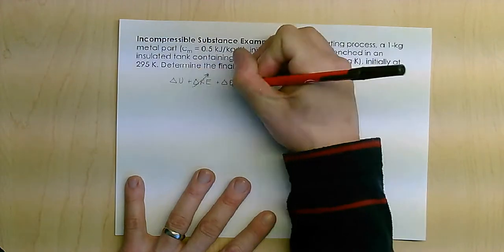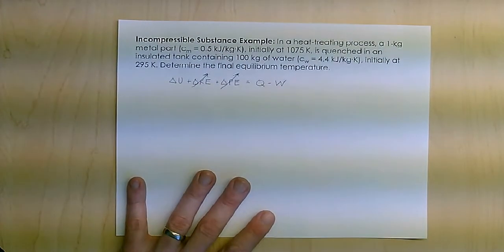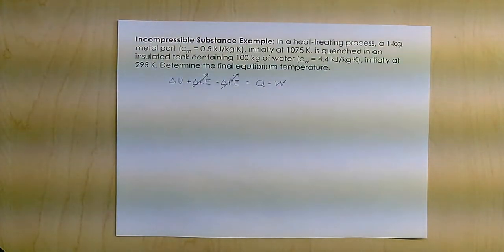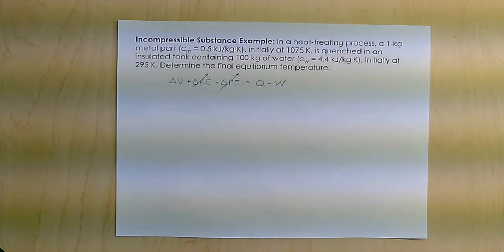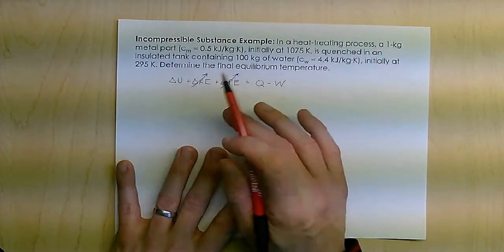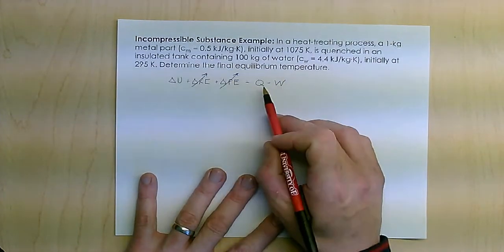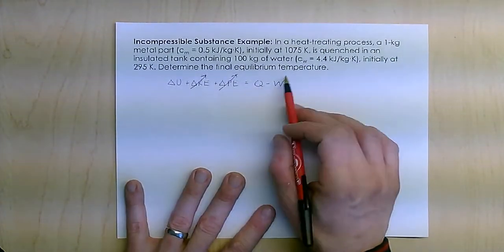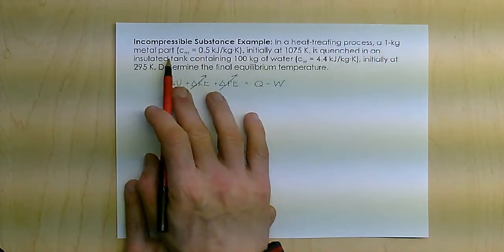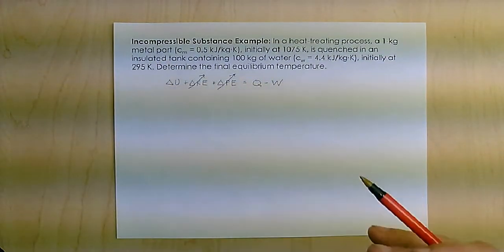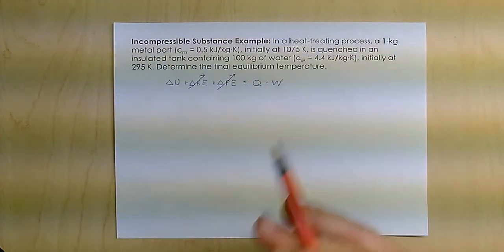First off, we can get rid of our kinetic energy and our potential energy. We almost always get rid of that. Most of the problems in thermodynamics do not contain kinetic energy or potential energy. Now, Q is also 0. Okay, the tank is insulated, which means it's adiabatic, which means there's no heat loss to the surroundings.